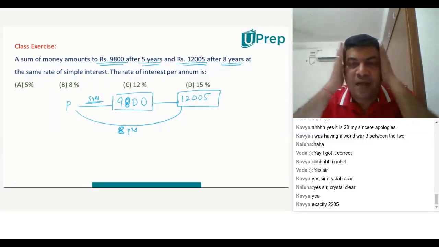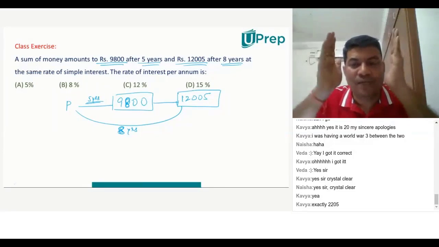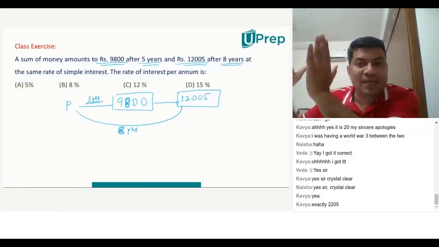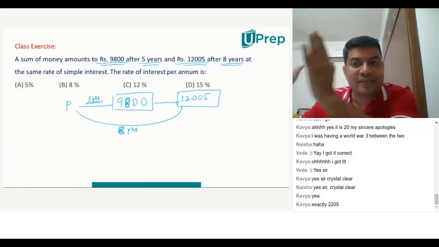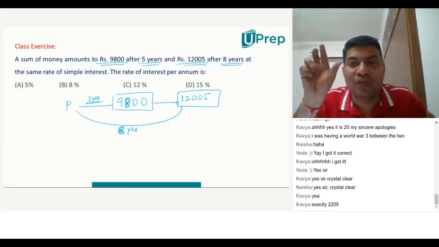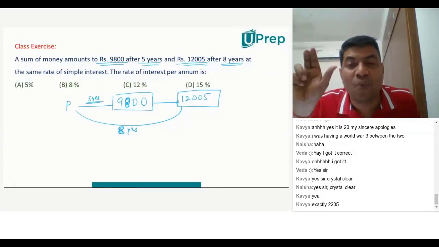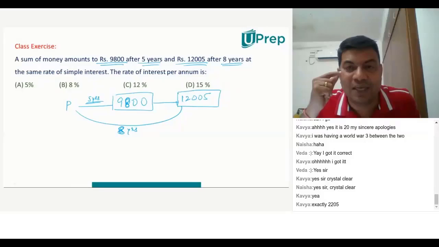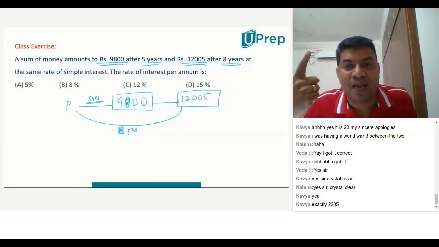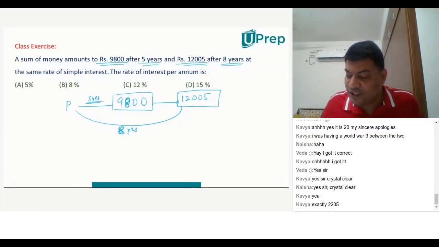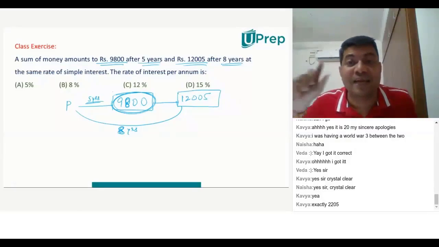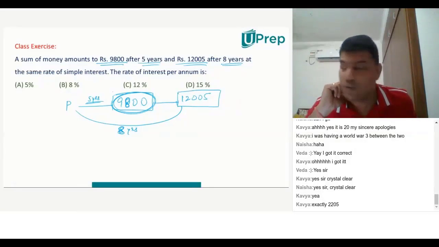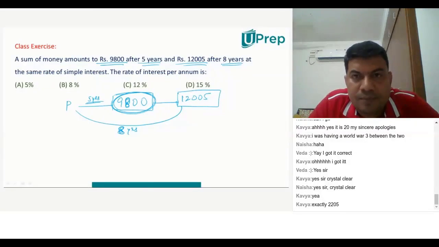फॉर्मूला छोड़. 5 साल में अमाउंट इज सो मच. 8 years amount is so much. 8 years minus 5 years amount will give you the interest that you are earning for 3 years. Once you know interest for 3 years, you know interest per year. Now when you know interest per year, and you know amount is going to be 9,800 after 5 years, you know how to calculate interest for 5 years. Yes, sir. Understood.